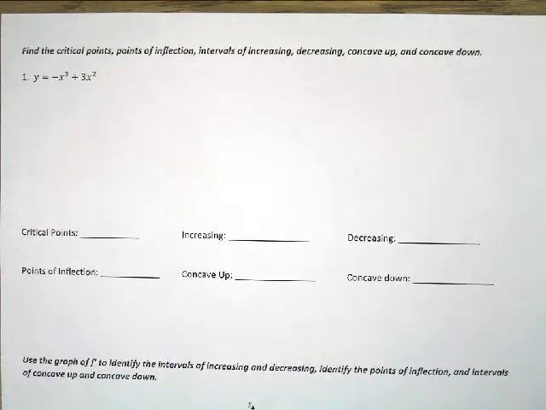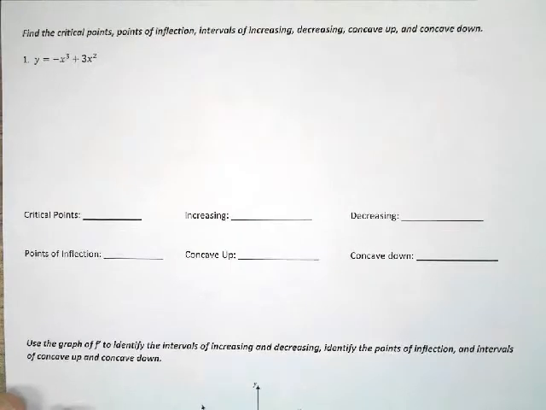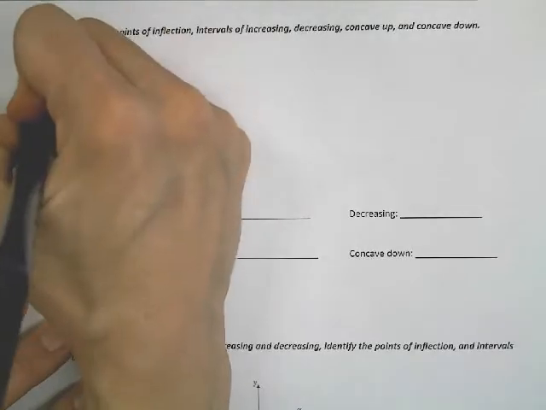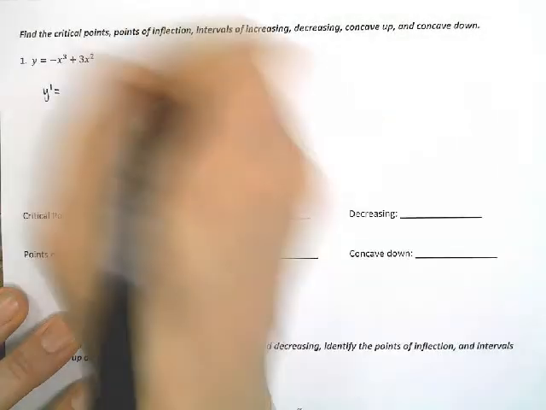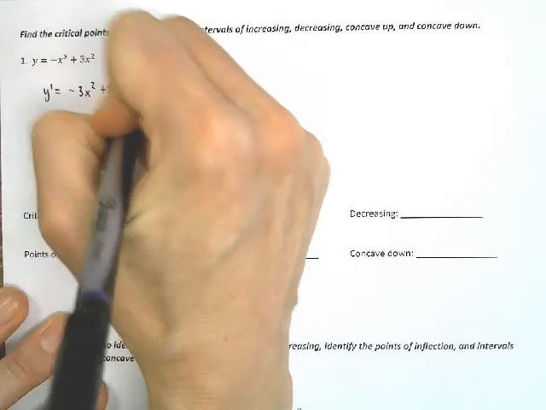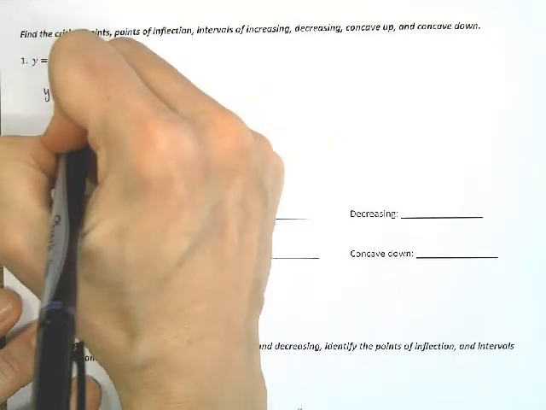So first thing I need to figure out is everything related to my first derivative. So negative 3x squared plus 6x, and I want to know where that's equal to 0. So I'm going to factor out a negative 3x, which gives me x minus 2. So I have critical points at 0 and 2. So I'm going to go ahead and fill those in.